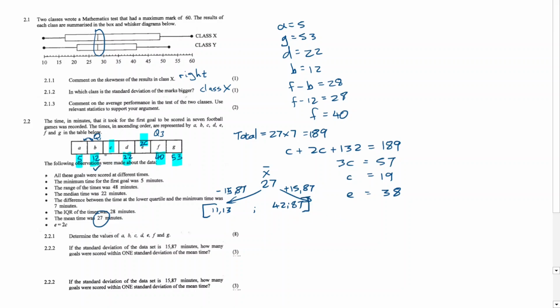We'll look in the data to see how many numbers fall between that. The 12 is good, C was 19, E was 38. 19 is somewhere between there, 22 is somewhere between there, 38, 40, 53 is outside of here, as is the 5. And so it was just those 5 data. So 5 goals were scored within one standard deviation of the mean.